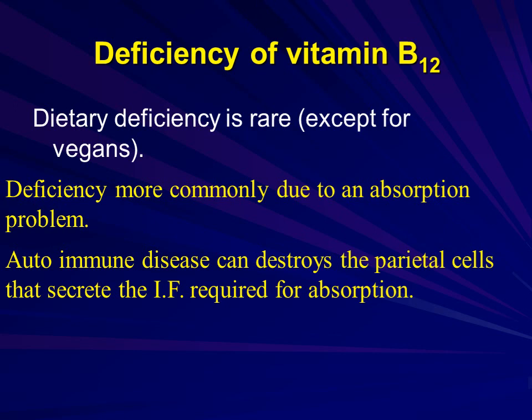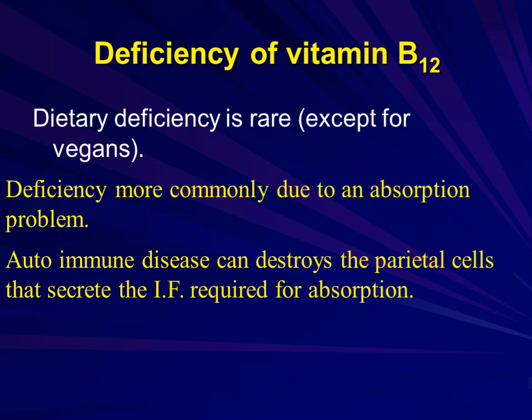ممكن أن تحدث الدايتري ديفيشنسي لو كان الشخص نباتي، يعني قلنا except for vegans النباتيين، لأنه البلانت سورس or plant food ما تحوي على الفيتامين B12. The more common deficiency occurs due to an absorption problem. إذا صار عندنا مشكلة بالامتصاص ممكن أن يصير عندنا deficiency of vitamin B12.